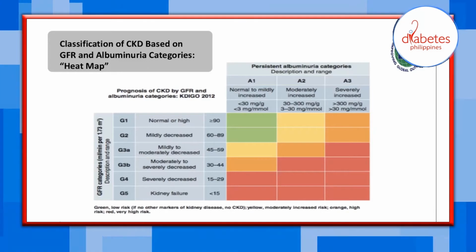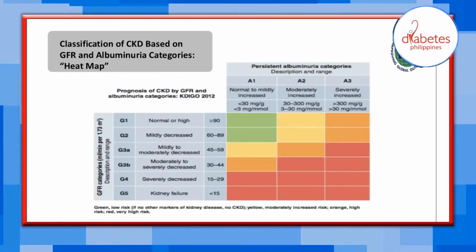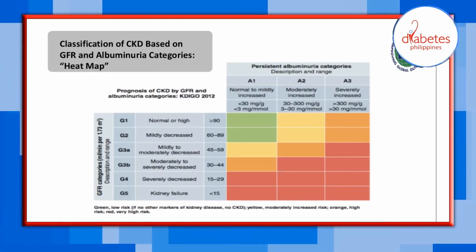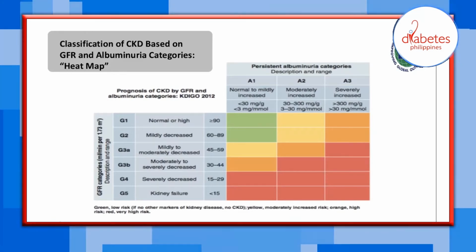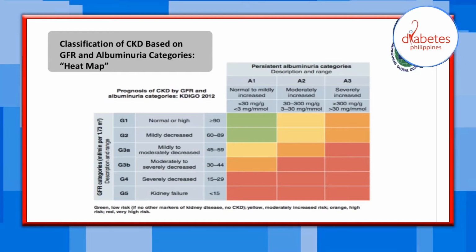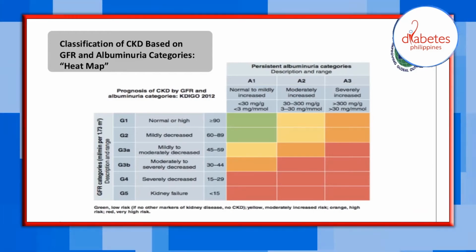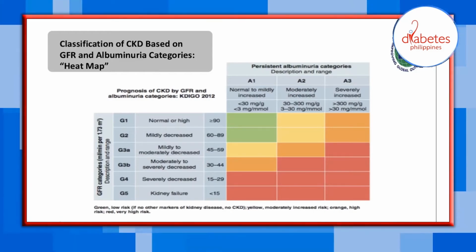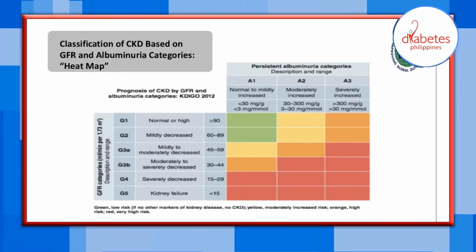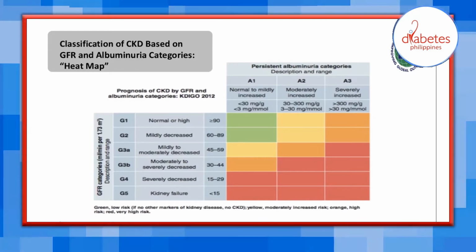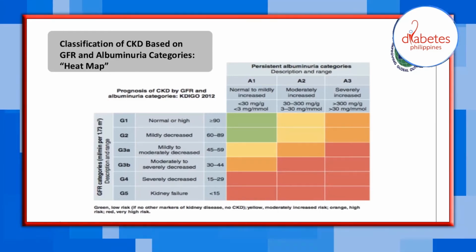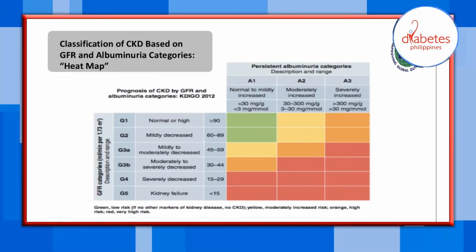So in classical diabetic nephropathy, the first clinical sign is moderately increased urine albumin excretion. So that's around 30 to 300, so that's A2. And if left untreated, microalbuminuria will gradually worsen, reaching clinical proteinuria or severely increased albuminuria. That's at the A3 level over 5 to 15 years.